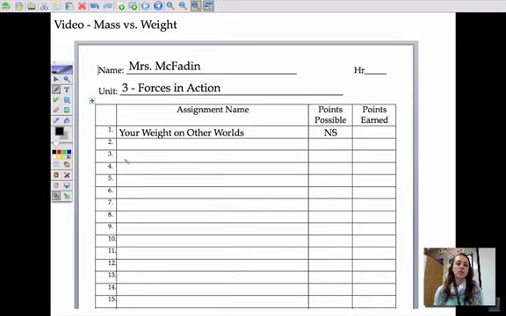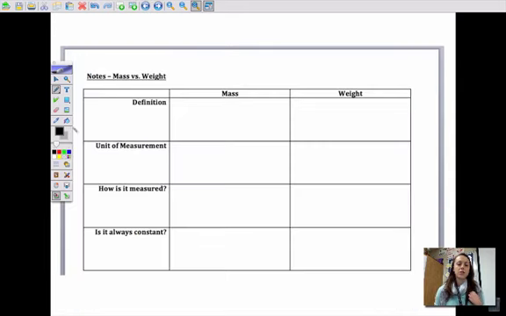So the first thing I need you to do is take out your blue unit organizer and in slot 2, write in mass versus weight notes. And as usual, notes have no score attached to them. And in the third slot, I need you to write down IP, Newton's law of gravitation. And that'll be worth 10 points. Find this note sheet. This is going to be page 2.